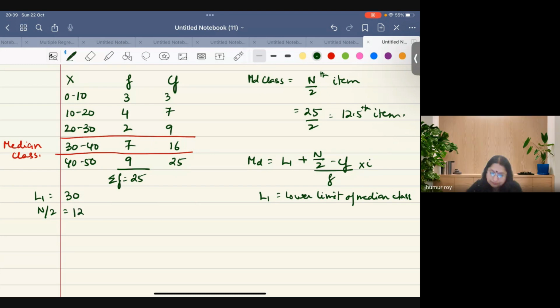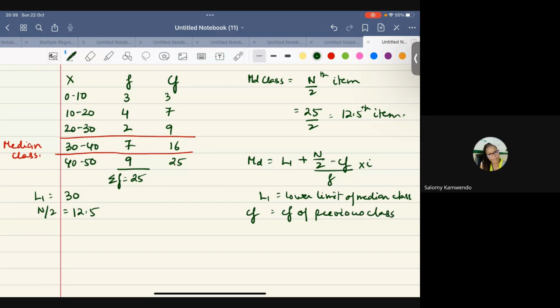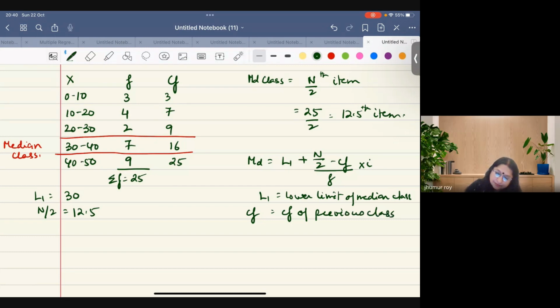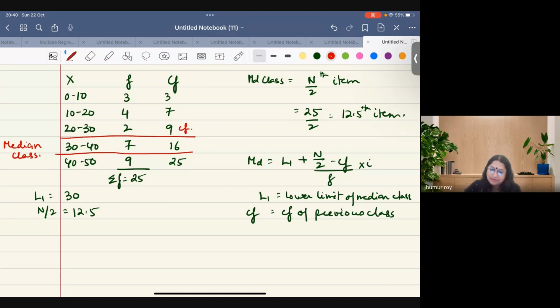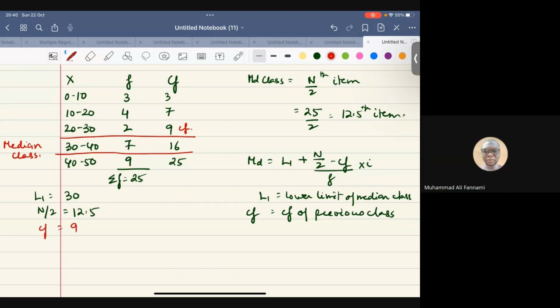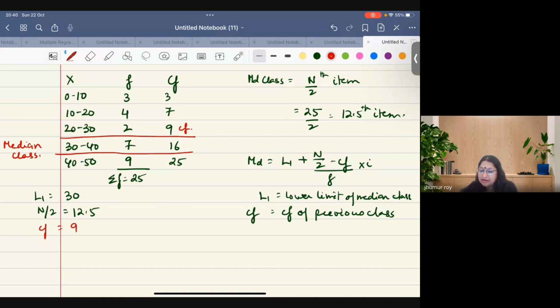12.5. Then we have CF. CF is the cumulative frequency of the previous class. Which is the previous class? This is the previous class, 9. So this will be your cumulative frequency of the previous class. So CF will be equal to 9, clear? Cumulative frequency of the previous class.